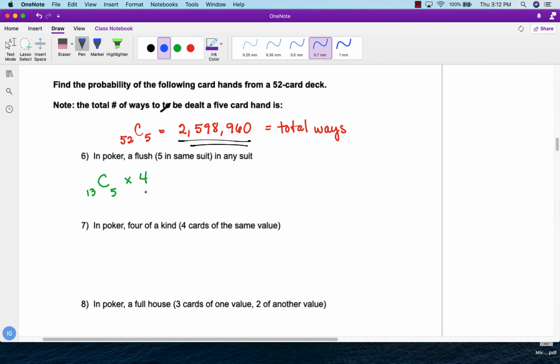So I'm going to make a note here. This is the number of suits. Diamonds, hearts, spades, and so on. Okay, what is this equal to?